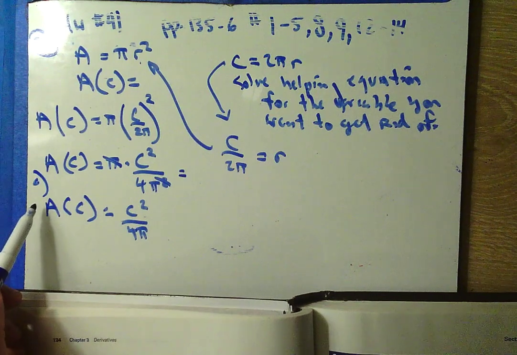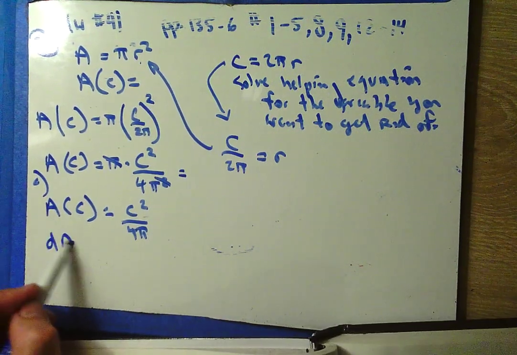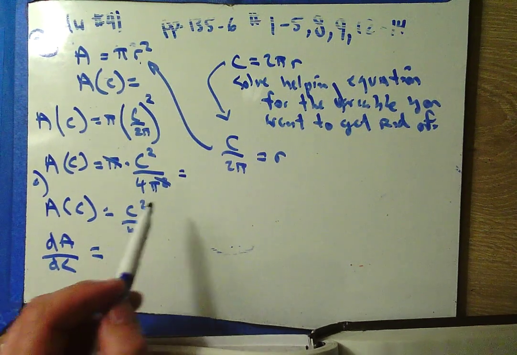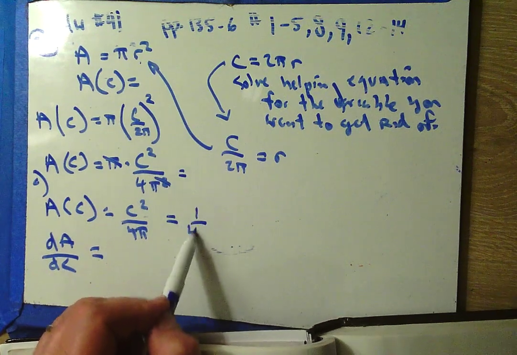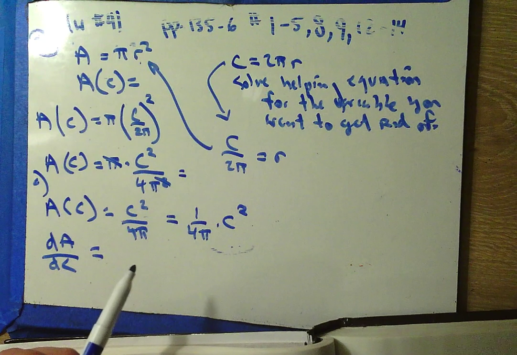Part B, that was part A. Part B says, find the instantaneous rate of change in area with respect to circumference. So they want dA/dC. Well, if I take the derivative here, please don't use the quotient rule. Think about this as 1 over 4 pi, a constant, times C squared.